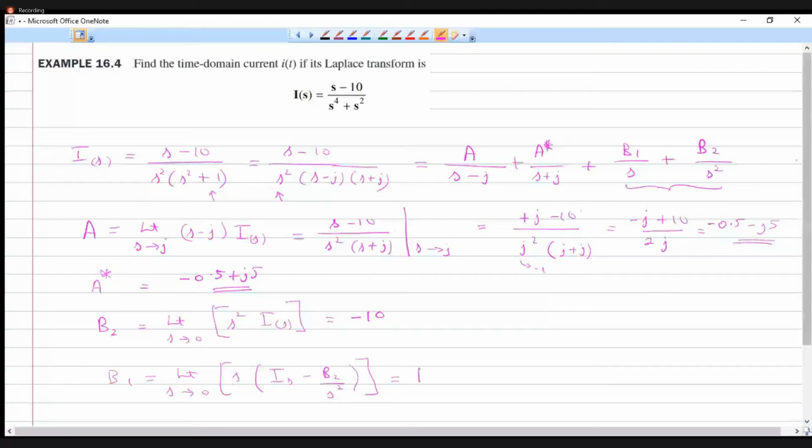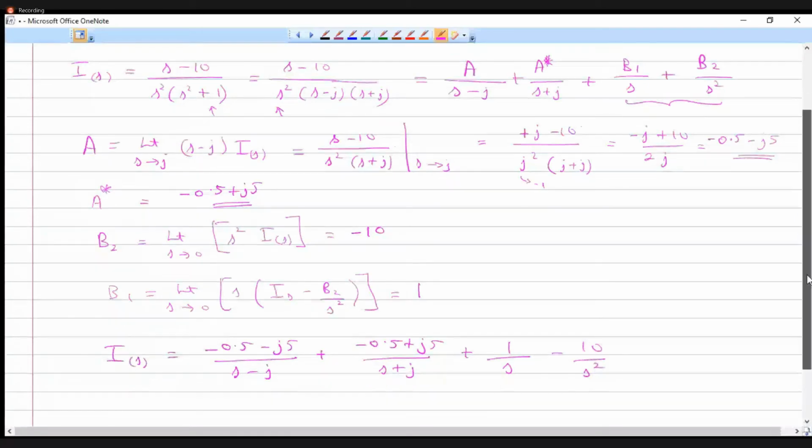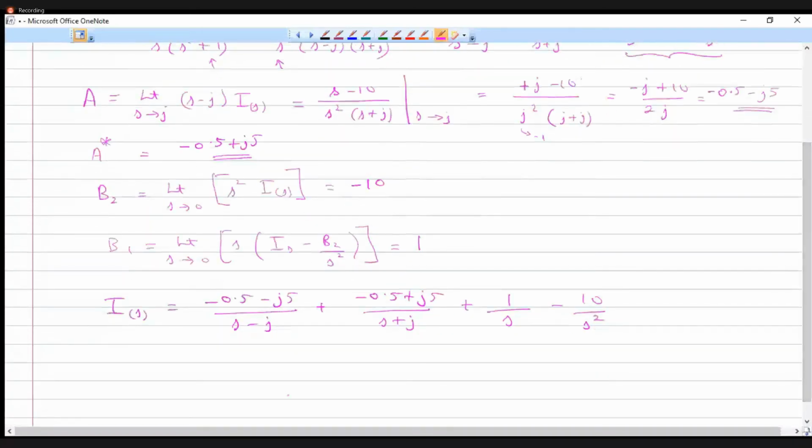Once you have these constants evaluated, now you can write the function in s as the sum of the principal parts: A, which is minus 0.5 minus j5, divided by s minus j, plus minus 0.5 plus j5 divided by s plus j, plus 1 divided by s minus 10 divided by s square. Once you write our function in the s domain, you can convert it to the time domain by taking the Laplace inverse.